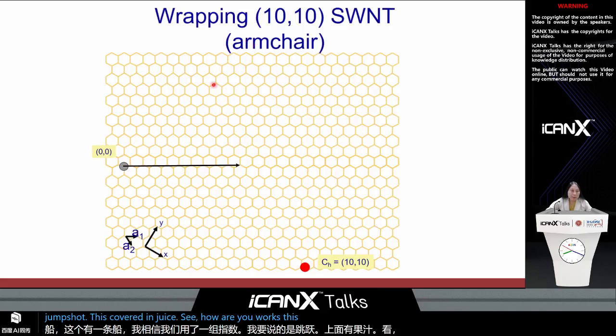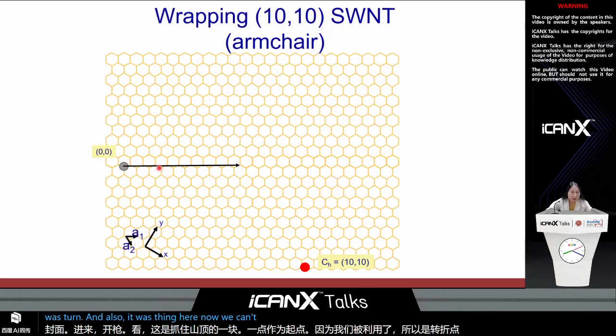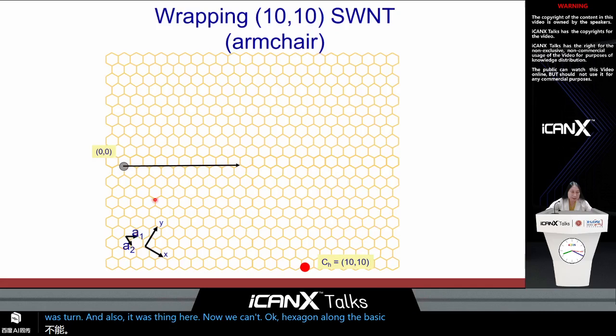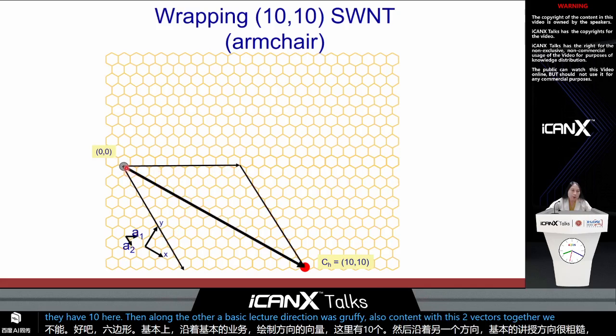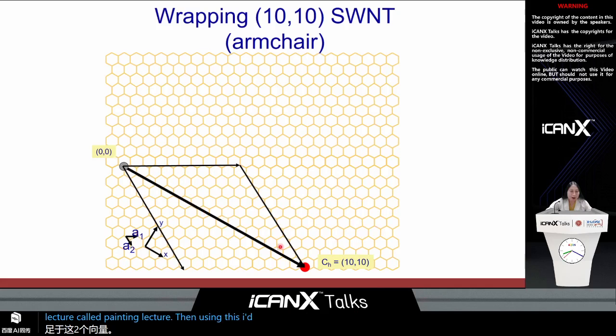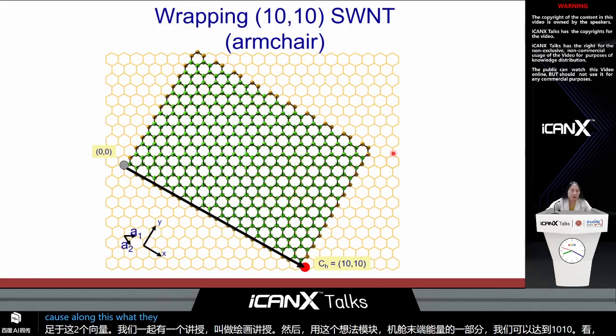I will show you how to wrap a piece of graphene into a 10-10 carbon nanotube. See, this is a piece of graphene. We pick one point as a starting point, and because we have N equals 10 and M also equals 10 here, we count 10 hexagons along the basic vector direction of the graphene. We have 10 here, then along the other basic vector direction of graphene, we also count 10. We then add these two vectors together, and we have one vector called the 10-10 vector. Using this as the edge of the carbon nanotube, we can roll up a 10-10 nanotube. We just cut along this vector, then roll it up, and we get a 10-10 nanotube.